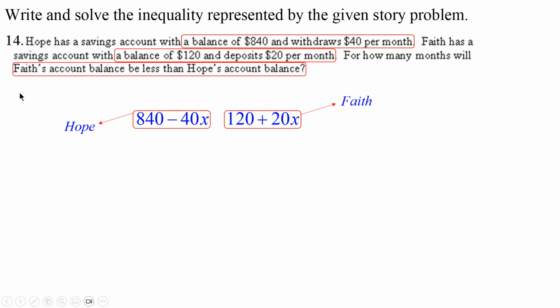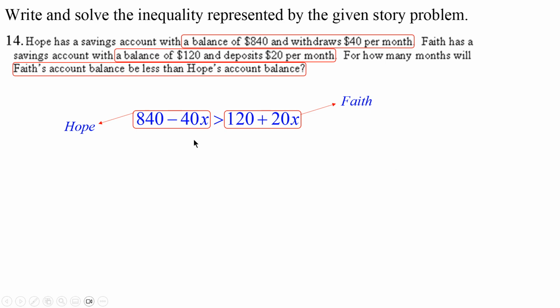So let's read this one more time. Faith's account balance be less than Hope's account balance. So Faith has to be less than Hope. So I'm going to read this from right to left. 120 plus 20x is less than 840 minus 40x. And now let's solve for the x.